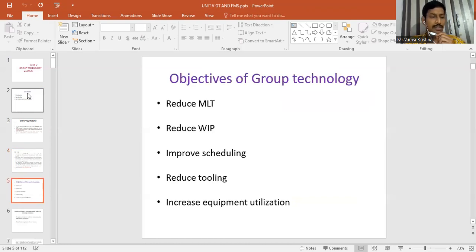And why should we implement group technology? These are the main reasons. One is to reduce MLT. MLT means machine lead time.